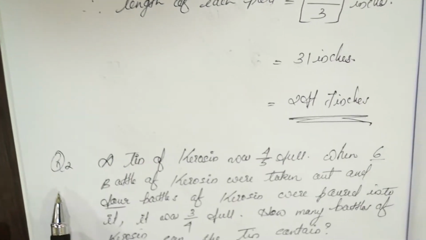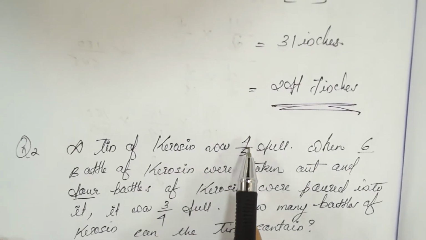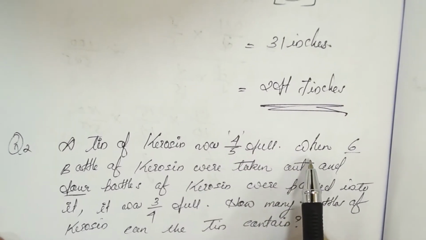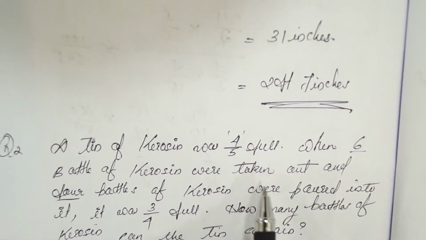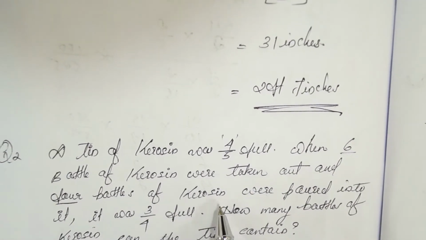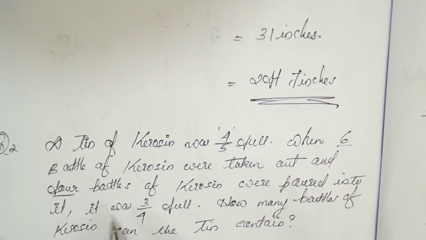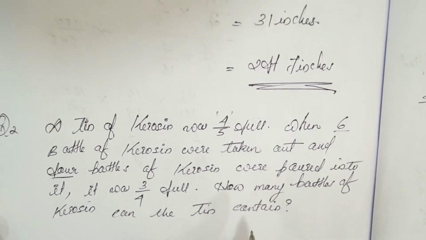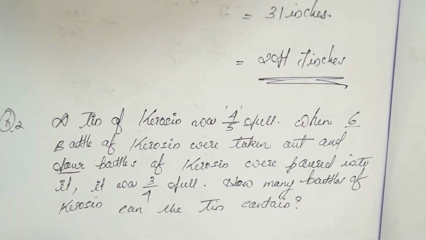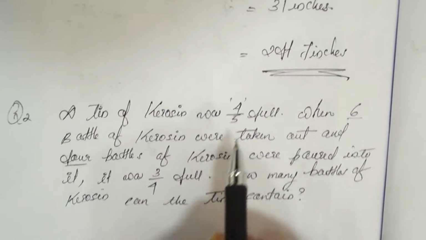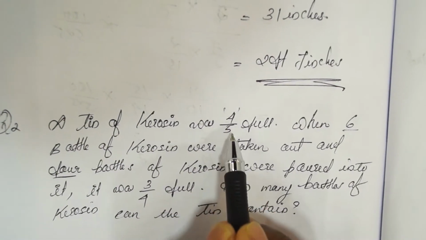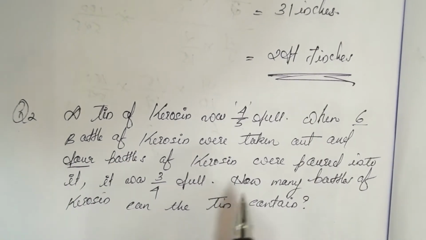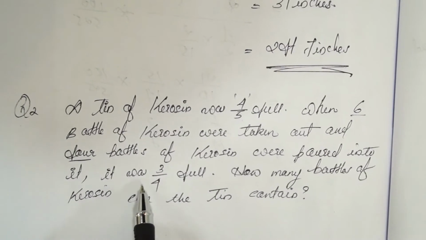Now second question: a tin of kerosene was 4 by 5 full. Okay, note this, 4 by 5 full. When 6 bottles of kerosene were taken out and 4 bottles of kerosene were poured into it, it was 3 by 4 full. How many bottles of kerosene can the tin contain? So our question is, how many bottles of kerosene can the tin contain? Here we know before it was 4 by 5 full. When 6 bottles of kerosene were taken out and 4 bottles were poured in, then it became 3 by 4 full.